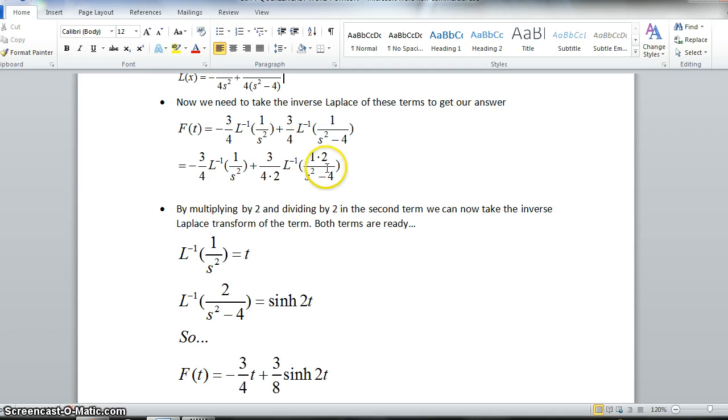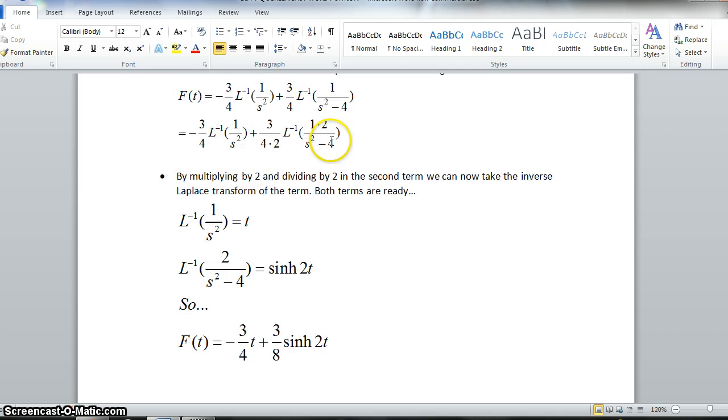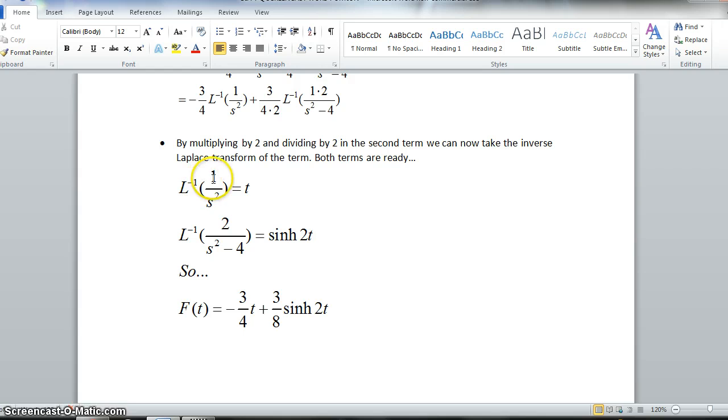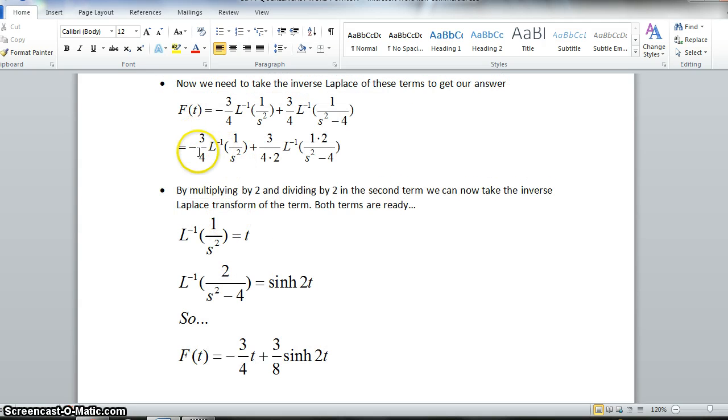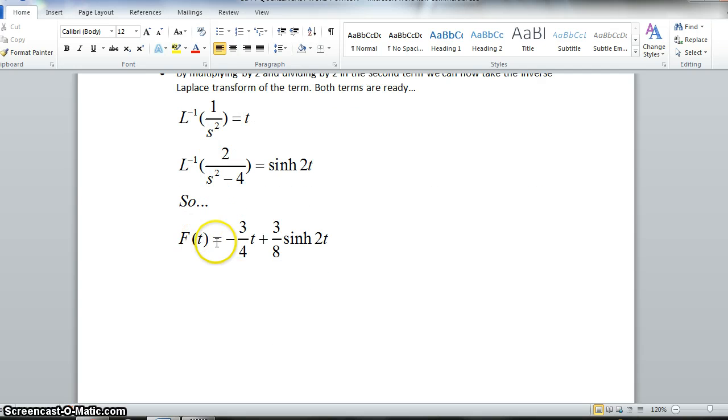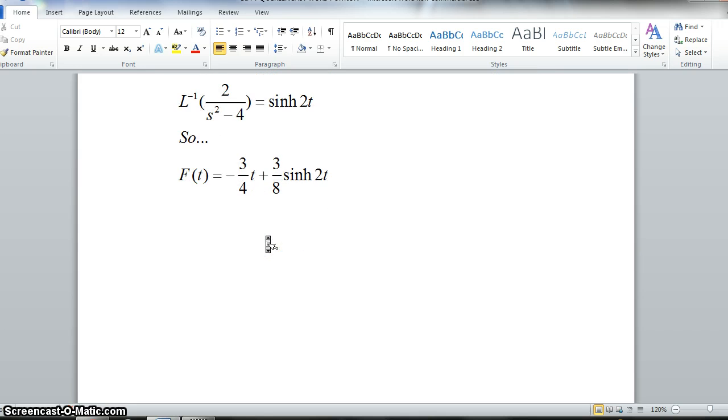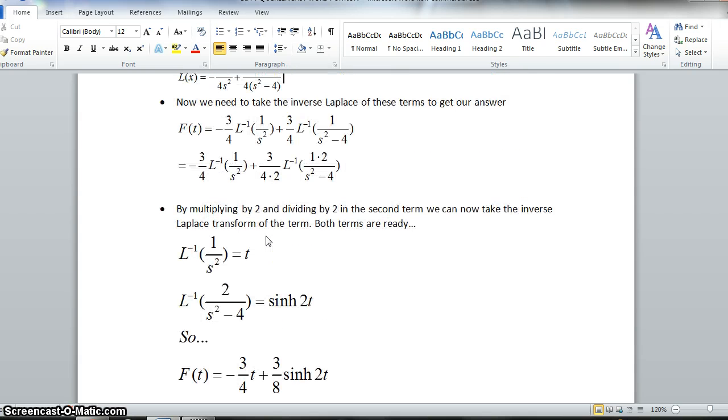And so now that I've done that, I can take the inverse Laplace of both these terms, and the inverse Laplace of 1 over s squared is equal to t, and the inverse Laplace of 2 over s squared minus 4 is equal to the hyperbolic sine of 2t. And so, once I plug those in and use these numbers that I've pulled out, I get this final answer. The x of t, our function, is equal to negative 3/4 t plus 3/8 hyperbolic sine of 2t. And that is how I solved this problem using the Laplace transforms.